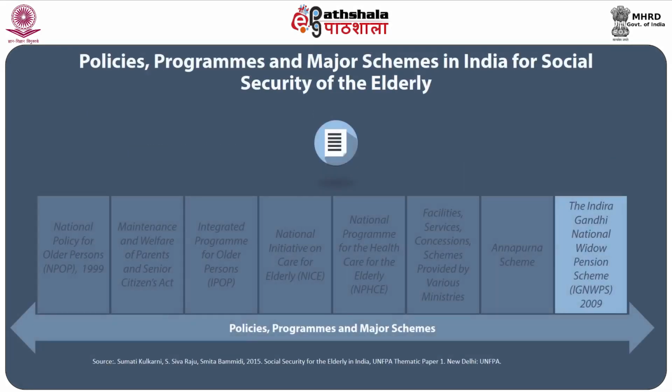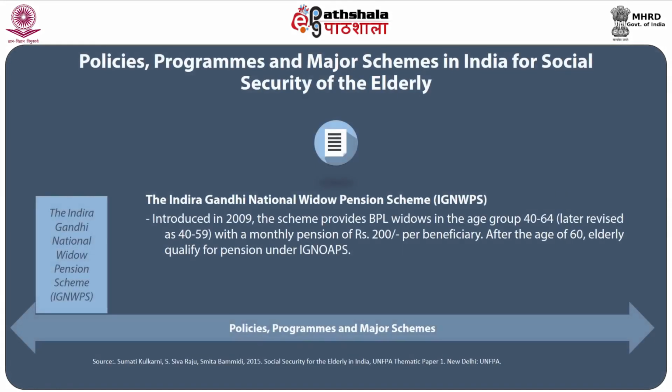There is another scheme called the Indira Gandhi National Widow Pension Scheme, introduced in 2009, which provides below poverty line widows in the age group of 40 to 64 years, which was later revised to 40 to 59 years, with a monthly pension of Rs 200 per beneficiary. After they attain the age of 60, they qualify for the pension under the Indira Gandhi National Old Age Pension Scheme.